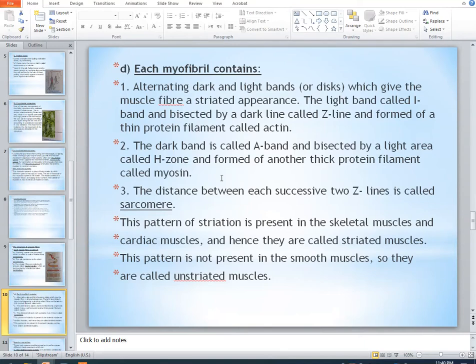The light band is called the I band, bisected by a dark line called the Z line, and formed of thin protein filaments called actin. The dark band is also called the A band, bisected by a light area called the H zone, and formed of another, thick protein filament called myosin. The distance between each two successive Z lines is called a sarcomere. This pattern of striation is present in the skeletal muscles and cardiac muscles, hence they are called striated muscles. This pattern is not present in smooth muscle, so it is called unstriated muscle.